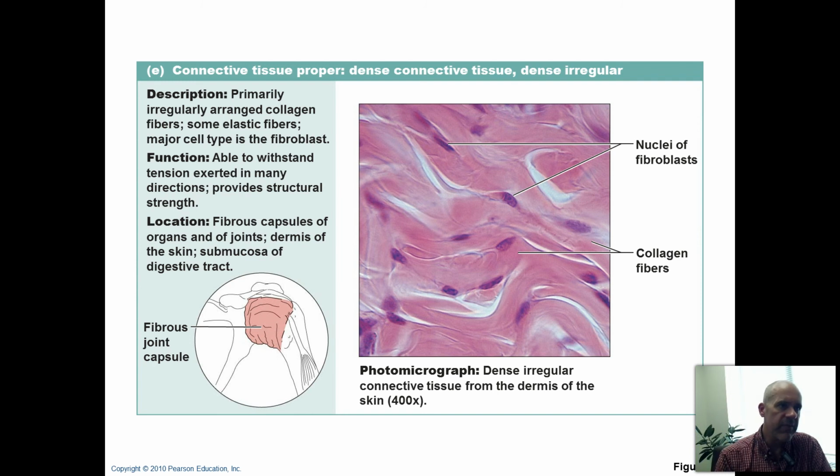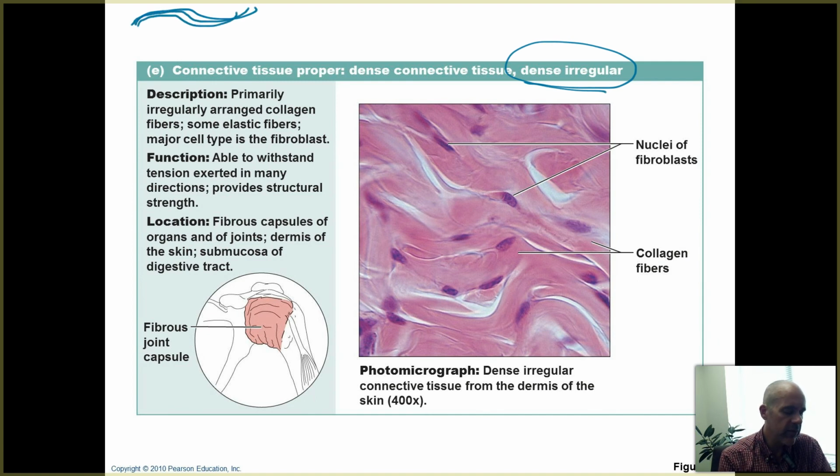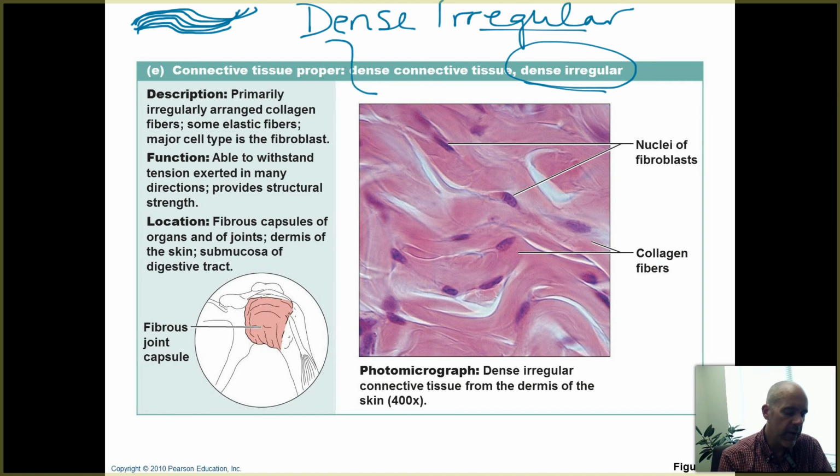All right, so then our other type of dense connective tissue is called dense irregular connective tissue. So with dense regular, we said the collagen fibers in there, those protein fibers, are arranged in parallel, very orderly. In dense irregular, you still have lots and lots of fibers, but those fibers are not in parallel. They run in all different directions. Lots of protein fibers moving in all different directions.